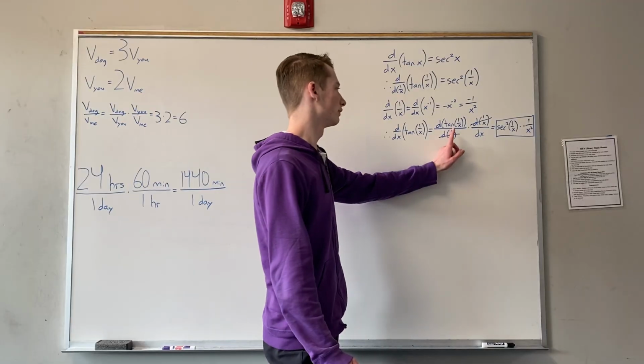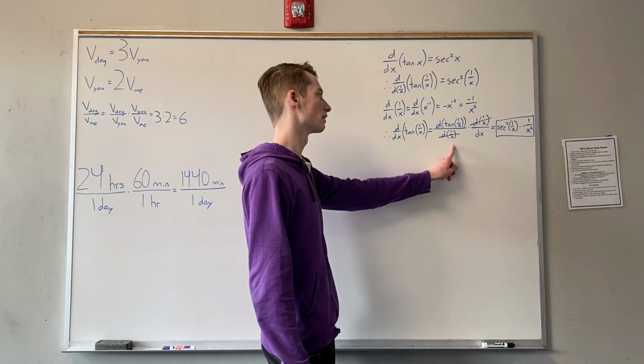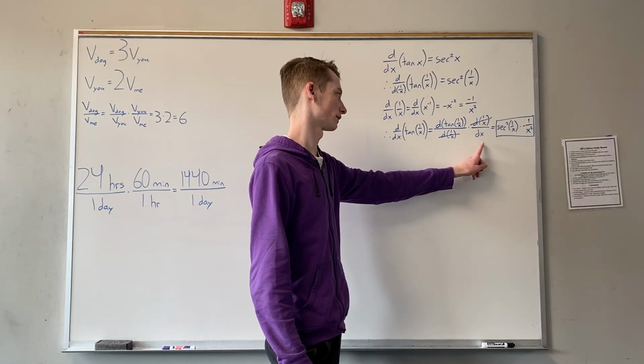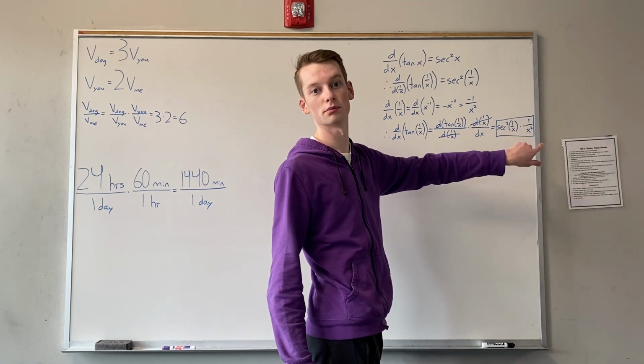Anyway, derivative of tangent of 1 over x with respect to 1 over x, that's secant squared of 1 over x, derivative of 1 over x with respect to x, negative 1 over x squared, so you just multiply those two.